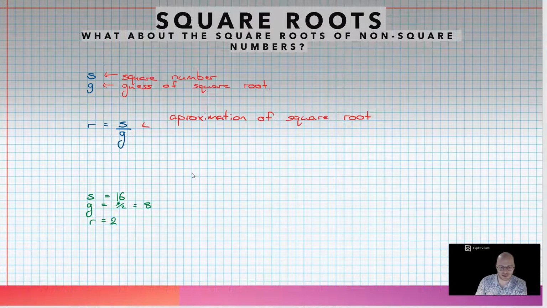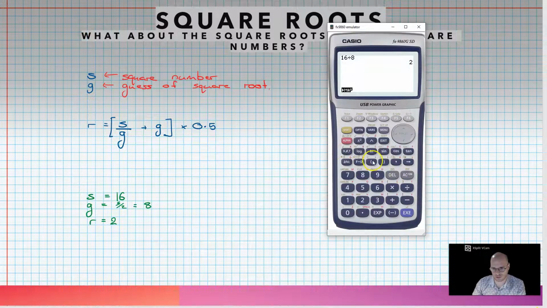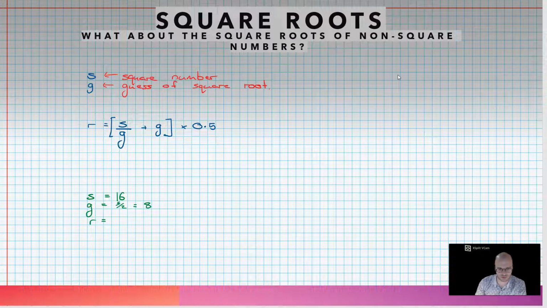So let's scrub that out. We'll go across the same idea, but we'll change it in that the square divided by the guess plus the guess, times a half, like so. So let's go 16 divided by, in our case, 8 plus 8 times 0.5. And now we've got an overshoot where we're at 5. So we're no longer at 2, rather we're at 5.